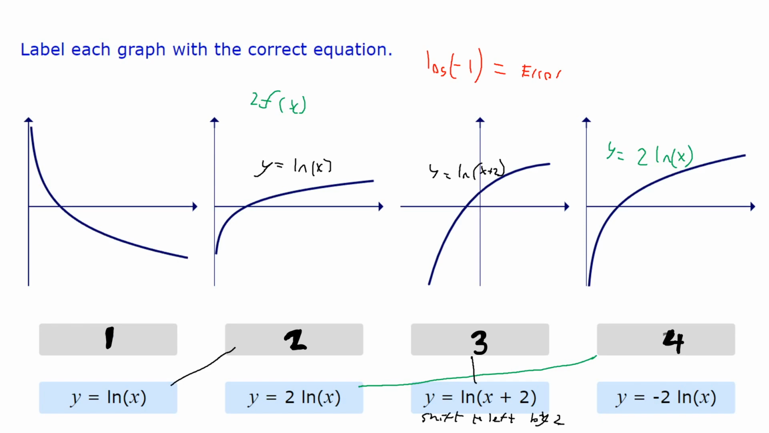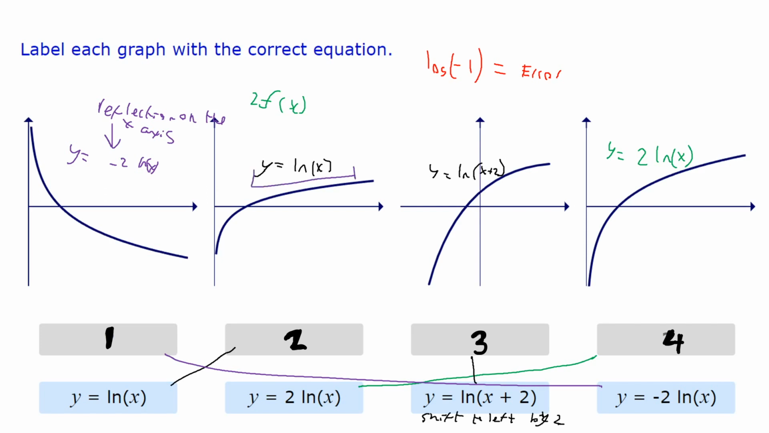Which means by process of elimination, this one has to be, right, y equals negative 2 ln x. But if you think about it, it makes sense. Why? Because this negative is a reflection on the x-axis. And so now you understand how the log graph works. You can understand how any of these work.